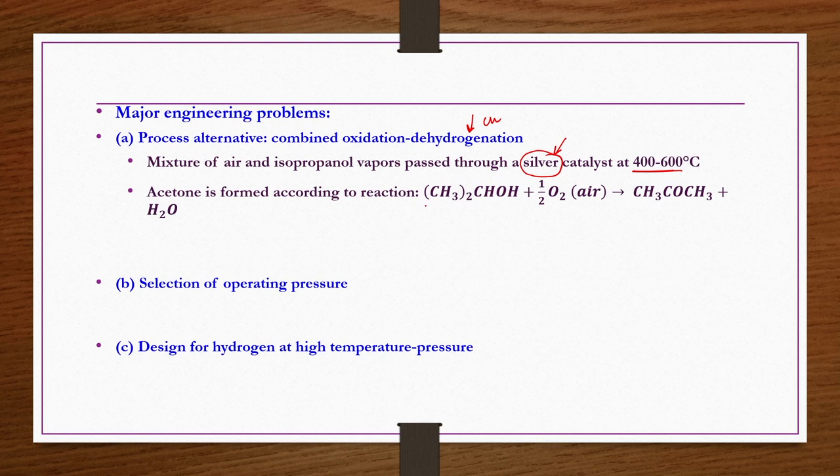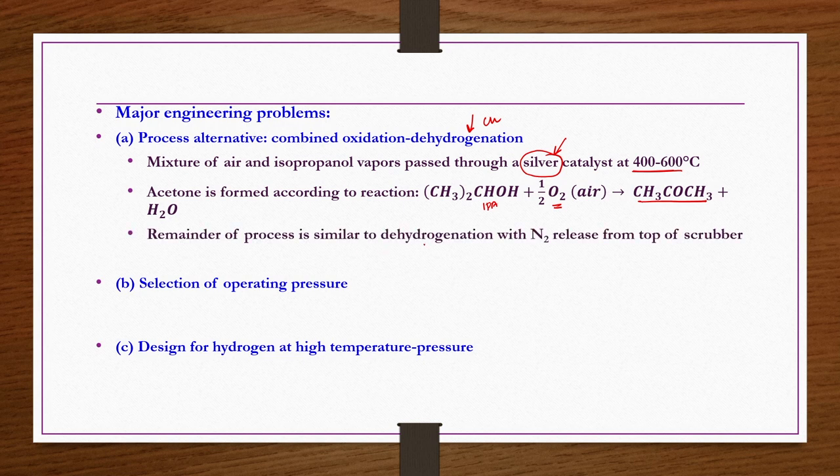Then acetone is formed according to the reaction CH3CHOHCH3, that is isopropyl alcohol or isopropanol, plus O2 giving rise to acetone plus water. After this reaction occurs in the reactor, the remainder of the process is similar to dehydrogenation. In the oxidation process, you get N2 from the scrubber. In the dehydrogenation process, you get hydrogen from the top of the scrubber. Either process produces acetone with equivalent yields.